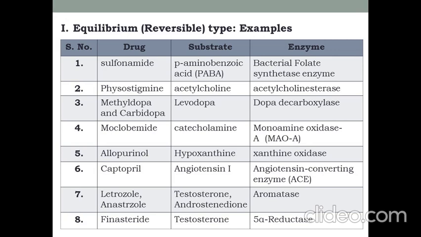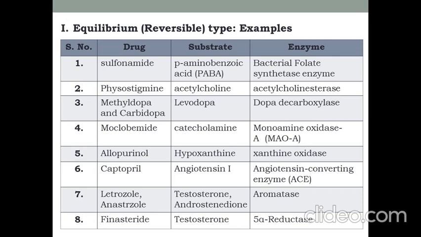Fourth one is the moclobemide. Moclobemide drug has a similar structure to catecholamine and it binds to the monoamine oxidase A enzyme and is used as an antidepressant drug. Next is the allopurinol. Allopurinol is used in case of gout. Gout is a disease where allopurinol is used. Allopurinol has a similar structure to hypoxanthine and binds to the enzyme xanthine oxidase.